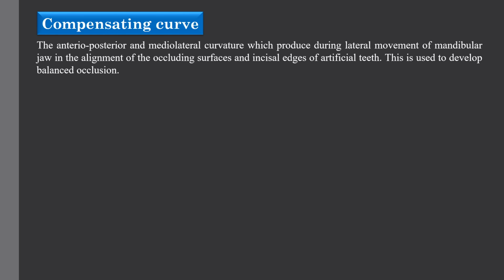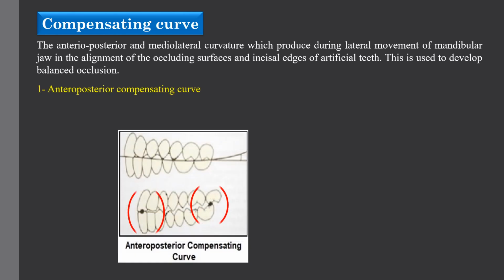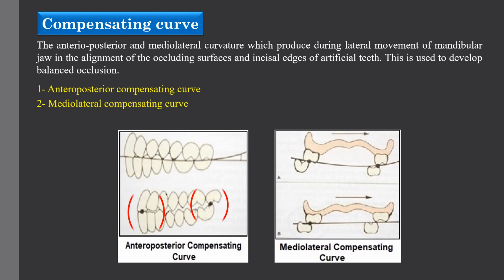Compensating curve: the anterior-posterior and mediolateral curvature, which is produced during lateral movement of the mandibular jaw, in the alignment of the occluding surfaces and incisal edges of artificial teeth. This is used to develop balanced occlusion. We have two types of the compensating curve. We have the anterior-posterior compensating curve, and the second one is the mediolateral compensating curve.